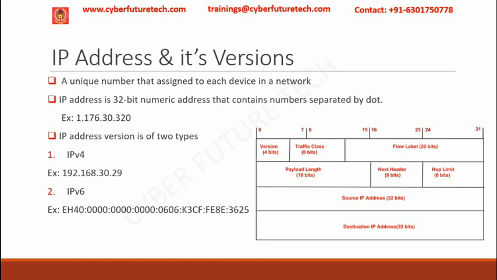Hop limit. It is of 8-bit size, similar to time to live in the IPv4 header. When an IPv6 packet travels, this field tells through how many maximum routers it can travel. Source address. This field is of size 128 bits. It shows the source address of the IPv6 packet. Destination address. This field is of size 128 bits. It shows the destination address of the IPv6 packet.